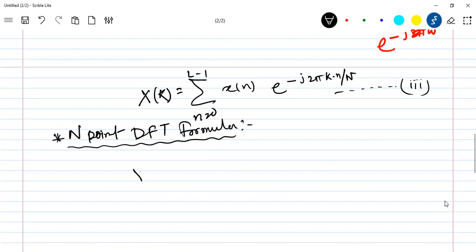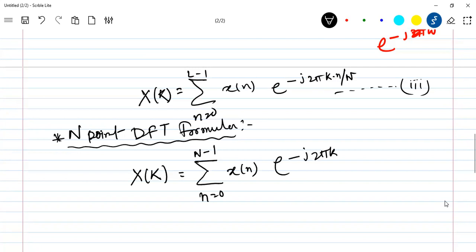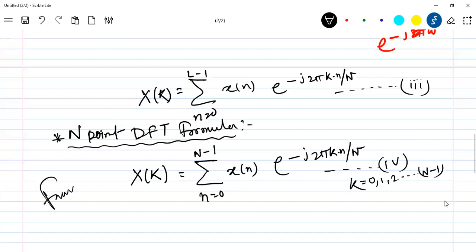That part is capital X[k] equals summation n equals 0 to... previously we were considering L point, because n varies from 0 to L minus 1. Now in place of L we have written N. Is that clear? Yes, sir. X[n] e to the power minus j 2 pi k n by capital N. So this is equation 4, and here we are considering k from 0, 1, 2 up to N minus 1. And this is the formula of DFT, or we can say N point DFT.